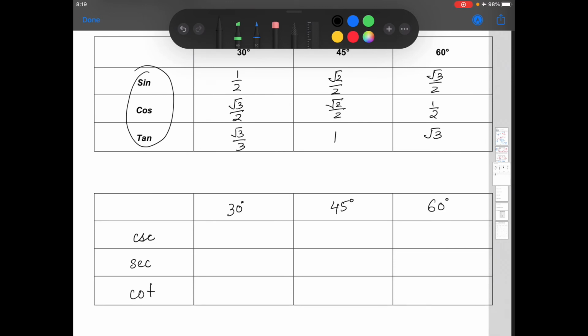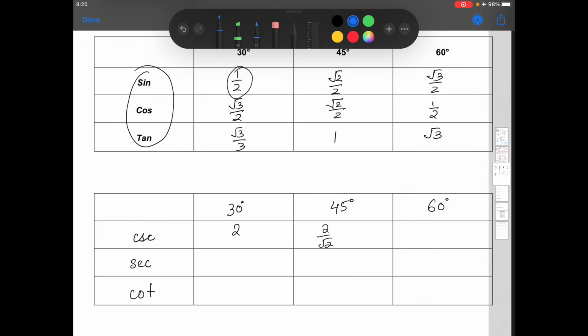So again, you can either go back to your triangles, or I will just take these values and I will flip them. So this would be what? 2/1. This would be 2/2.